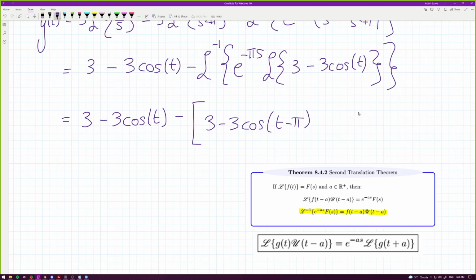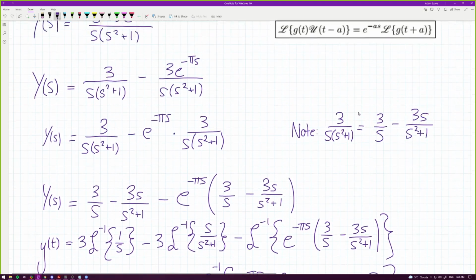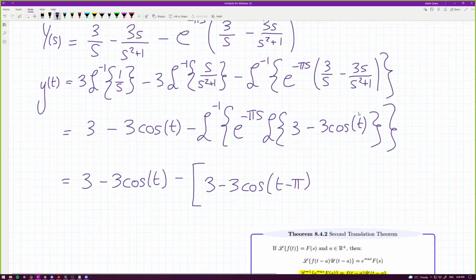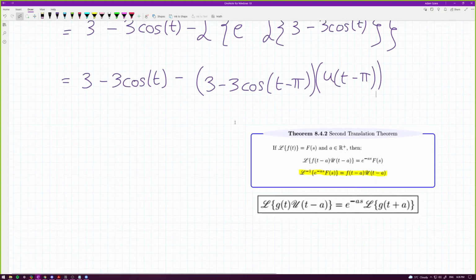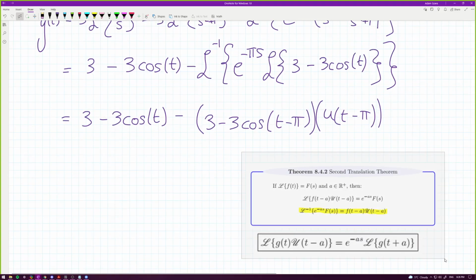Times the unit step function. I think I forgot a 3. There's supposed to be a 3 in here. No, never mind, the 3's already there. I thought there was supposed to be a 3 out front, but it's already inside. Then I want to multiply this whole thing by the unit step function at t minus pi. I had a couple too many brackets there, but it's okay. Again, just following that formula right there. Hopefully that makes sense. Any questions, let me know.